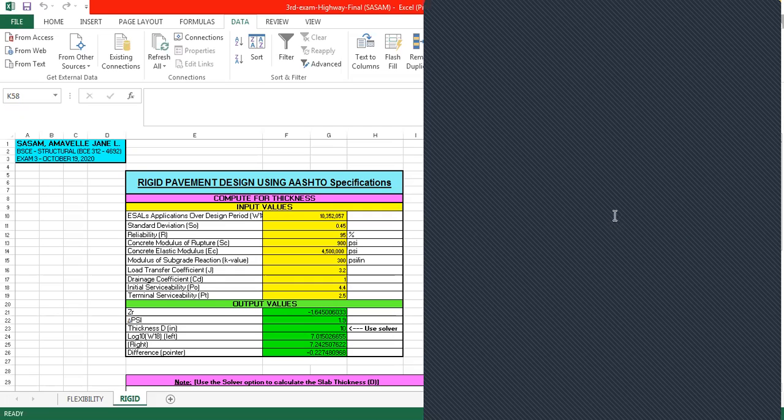Then all you need is to input the given: the ESA applications already sent for you, the standard deviation, the reliability, the concrete modulus SE, the concrete elastic modulus EC, the modulus of subgrade reaction or the K value, the load transfer coefficient, the drainage coefficient CD, the initial serviceability PO, and the thermal stability or TPSI.